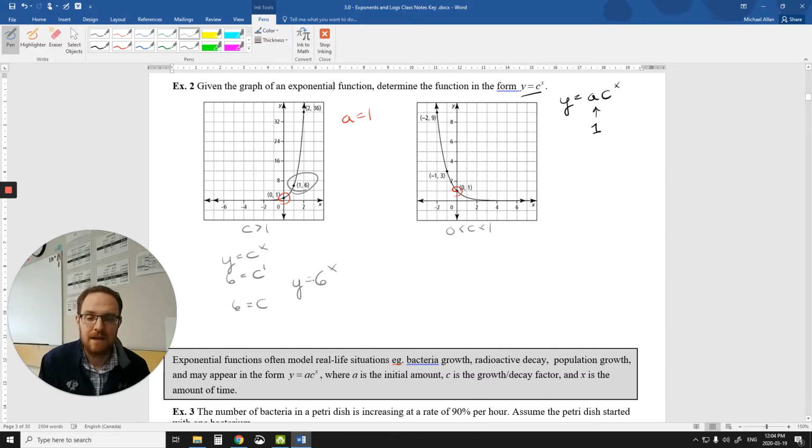And you can see that my c value is greater than 1. And it just worked out. And if you want to test the other point, you can. If my x value is 2 here, 6 squared is going to be 36. So it worked out just fine. This point verifies that point there. So this graph is an exponential function based on this.